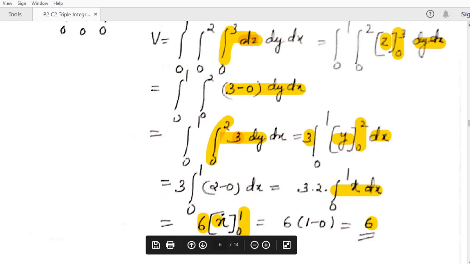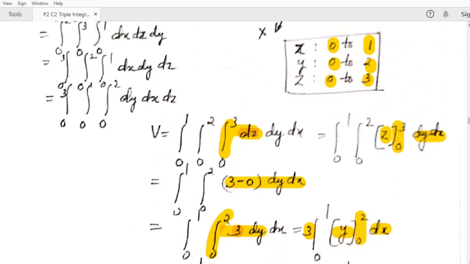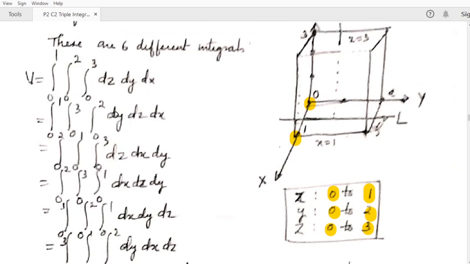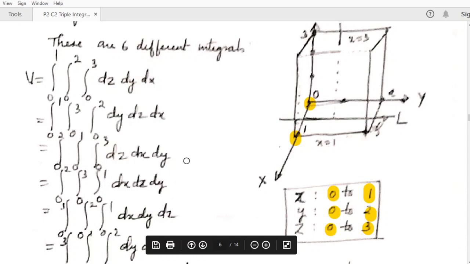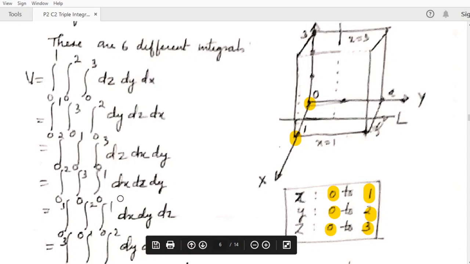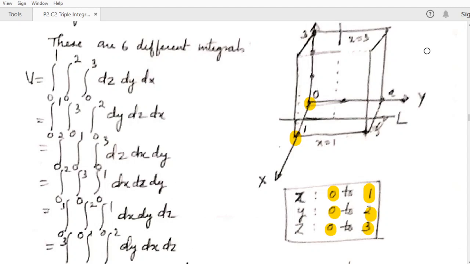Now in the same method, we can find the limits of all the other integrals as well. So for the first integral, we have found the limits properly. In the same way, we can find for all the other 5 integrals also. So let me shortly give a hint on this. For any of the integrals we find, our answer is the same. So we have to find only one, and to find the limits, we have to use the same method.